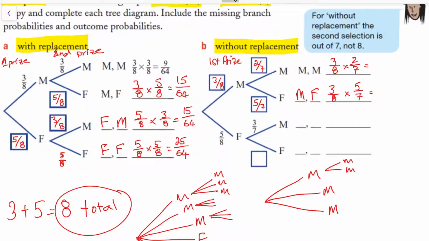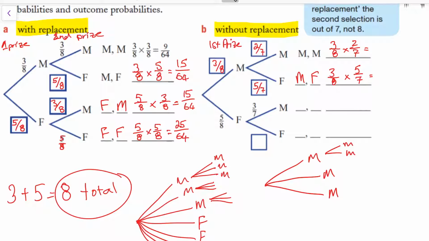Moving on to the females. All right. Now the females, we've got still first prize. There's 5 females. And if a female wins that first prize, that means now there's only 4 females left in the running for the second prize. So hence the 4 over 7. We then end up with female male. So 5 over 8 times 3 over 7. And then the last option is female female, which is 5 over 8 times 4 over 7.